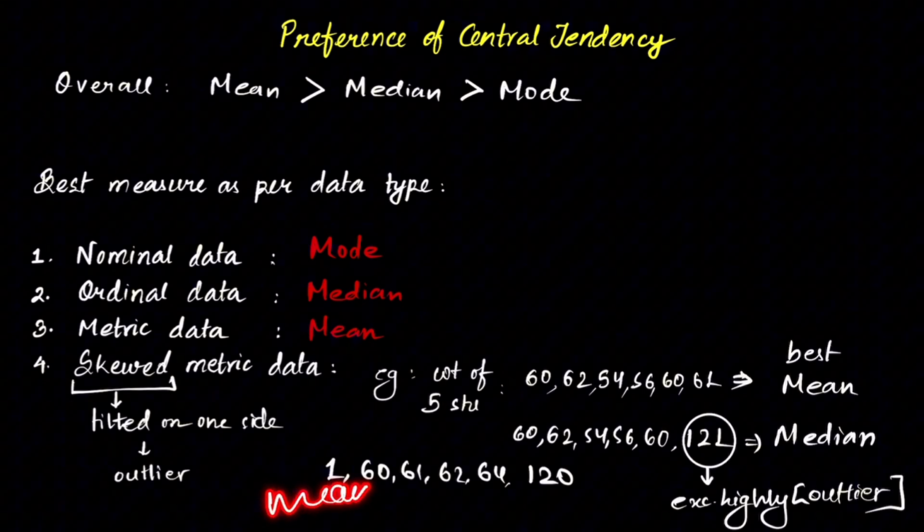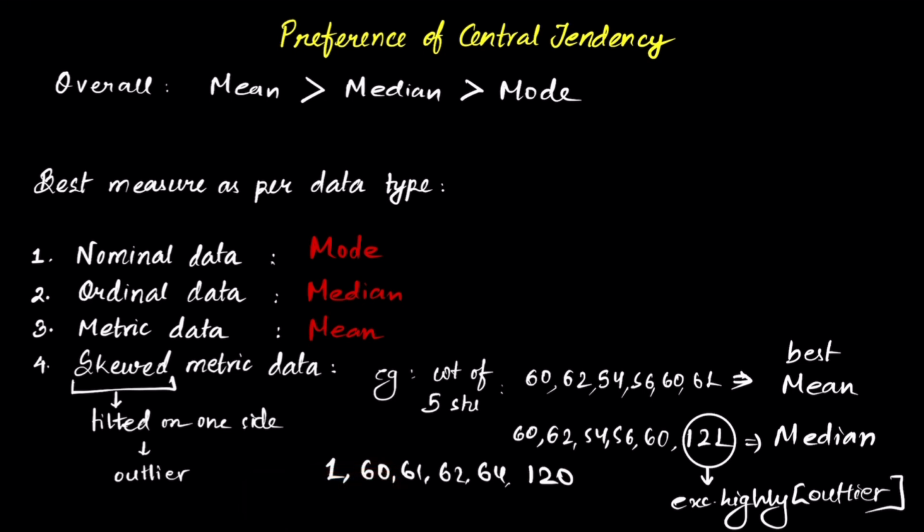In this case, if you calculate mean, it will be highly tilted on one side. But median, on the other hand, is not affected because median is the middle value. Here, the middle value is the mean of these two numbers. It does not matter what the numerical value here or here is. So, median is the best central tendency which can be measured for skewed metric data.